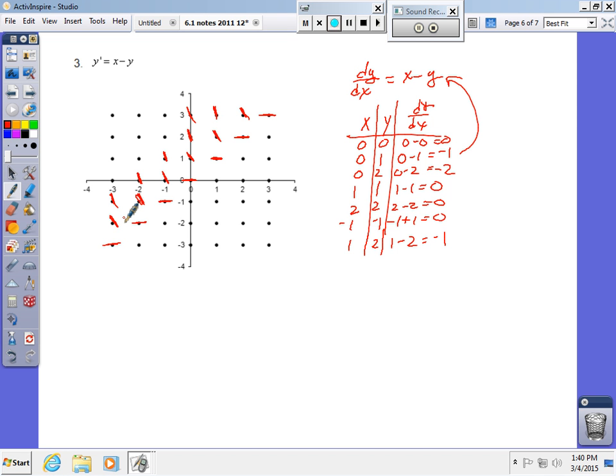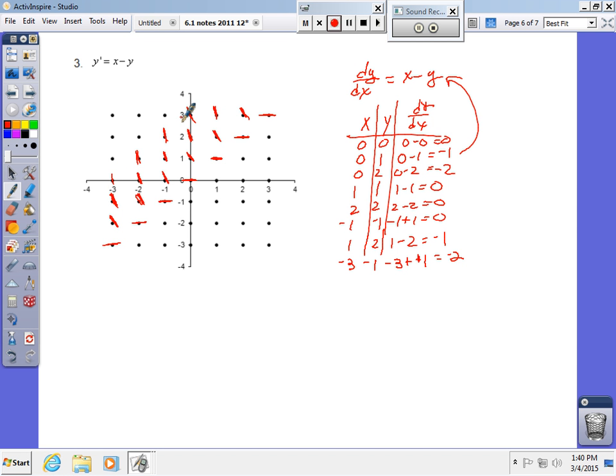And if you don't trust yourself, pick a point. Let's pick this point right here, (-3, -1). If I do -3 minus a -1, that equals -2. And as I said, all of these slopes are -2. These will all be -3, so they're even steeper. And you just go diagonally across.